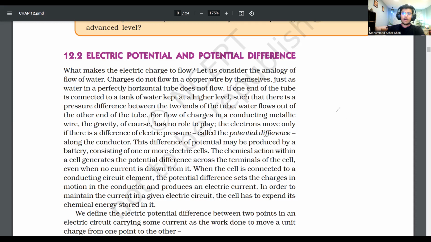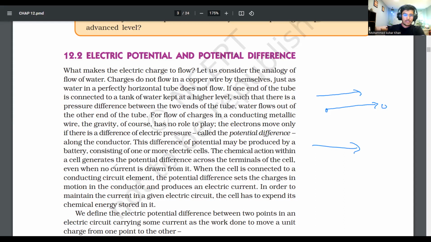So electrical potential difference, I guess we can say, is the force that prompts electrons to move. The force that prompts electrons to move and conduct electricity is called potential difference. Again, a difference of electrical pressure along the conductor is called potential difference. It is the force that prompts electrons to move, and this difference in potential may be produced by a battery consisting of one or more electric cells.